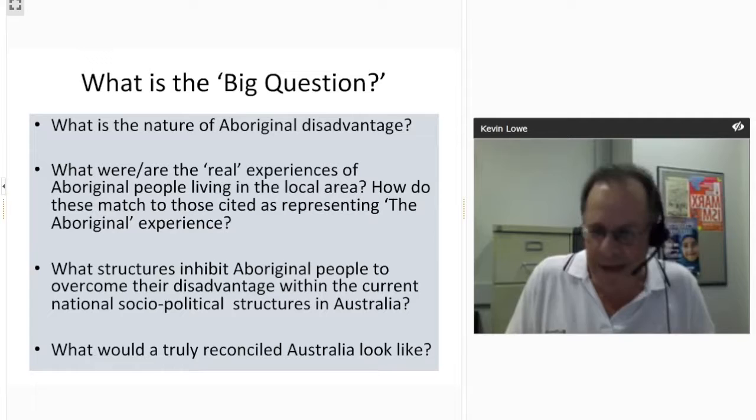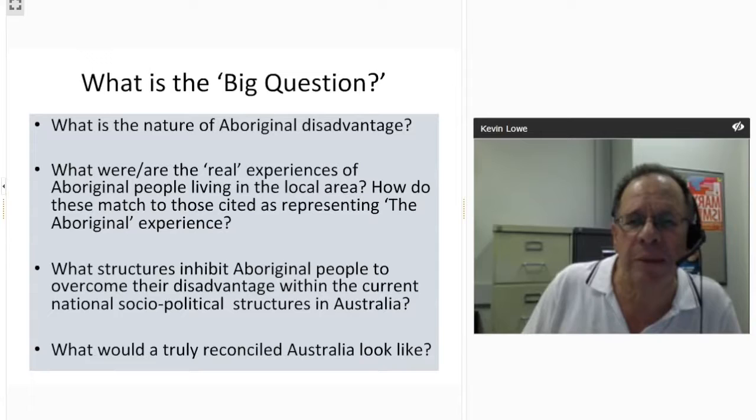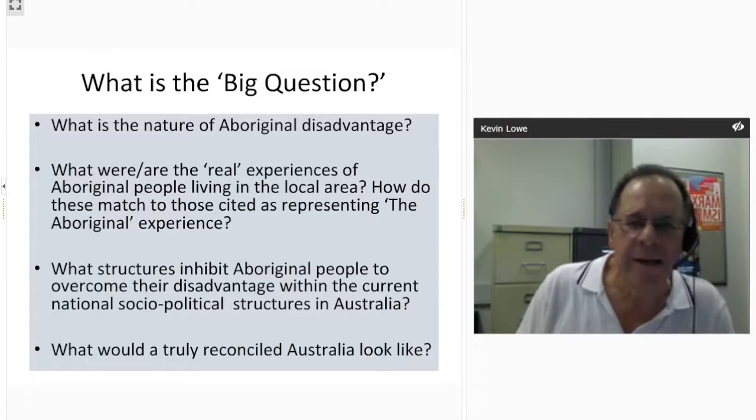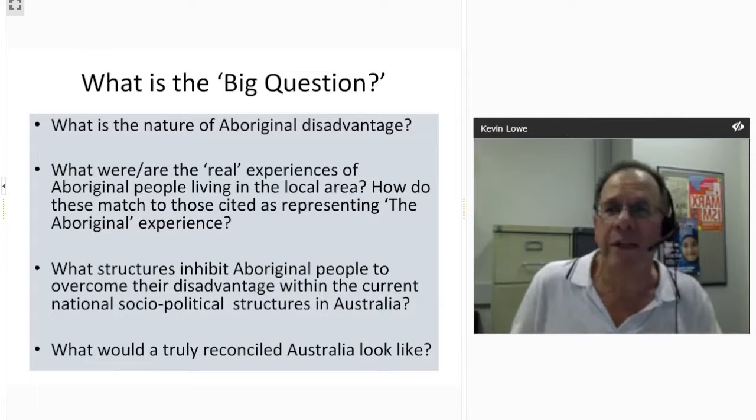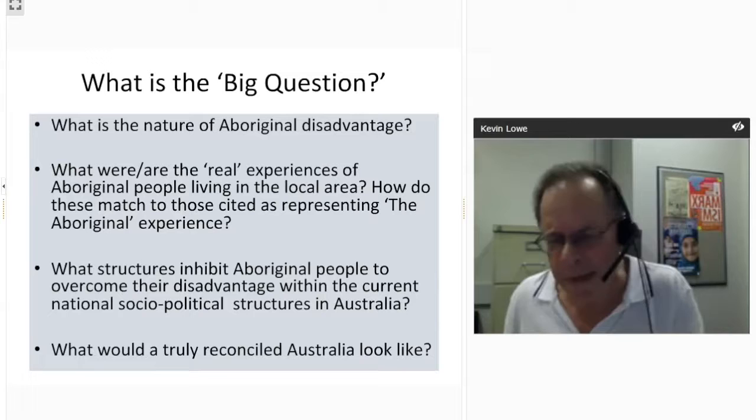Can we talk about the structures that inhibit Aboriginal people from overcoming the disadvantage within the current socio-political structures of Australia? Now, these are questions that we would want students, as they start to move towards adulthood, to be able to answer. And I guess what I'm posing is that without setting those questions and working back into the curriculum, we're never going to be able to get students to engage in these answers.